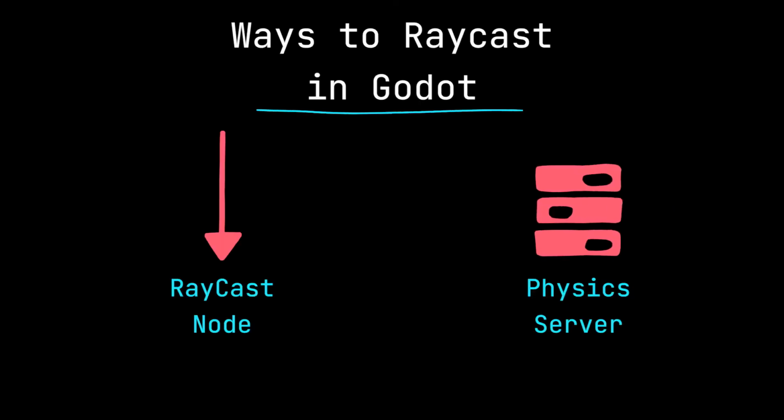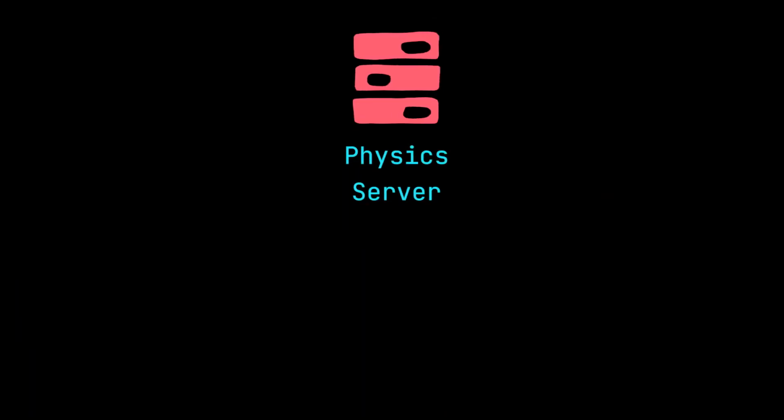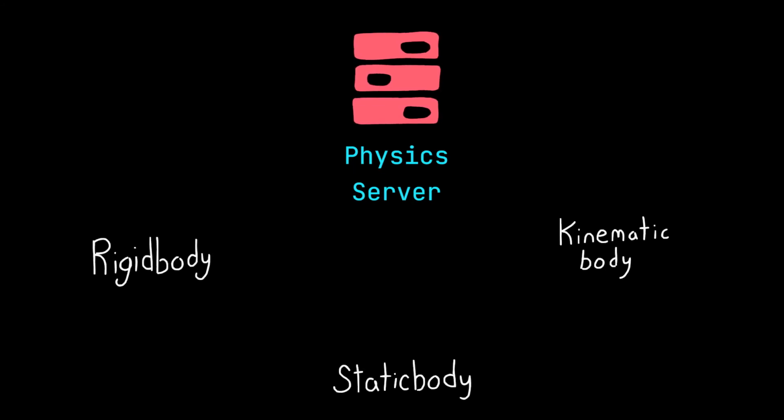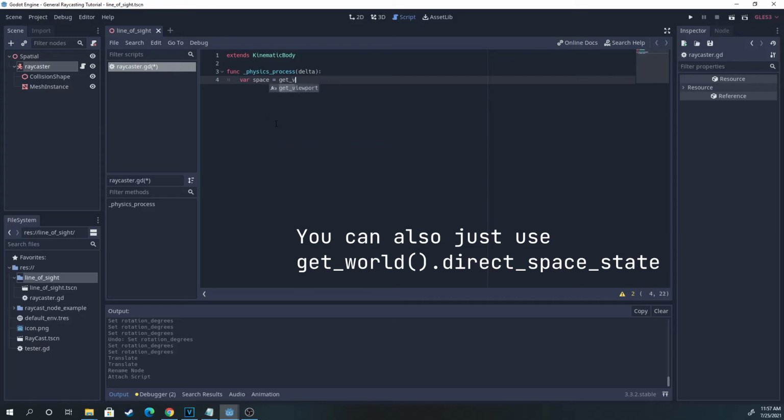This is where Godot's second method of raycasting comes in, directly using the physics server. Without going into the nitty-gritty, Godot's physics engine is represented as a server where all the information about the game's physics world is stored. You can access it using get_viewport().world.direct_space_state. Here I store that in a variable called space.